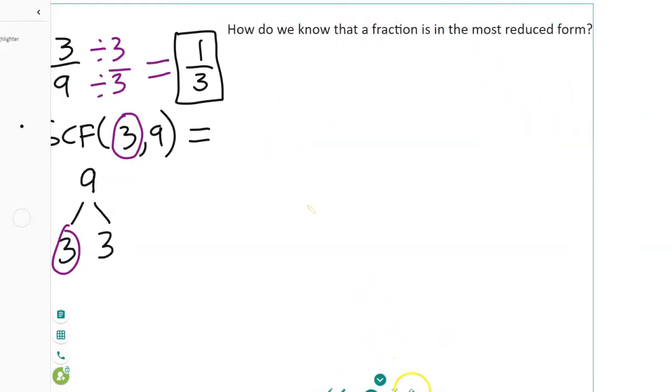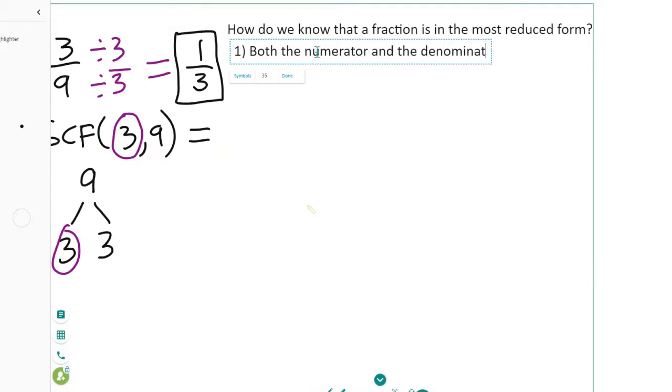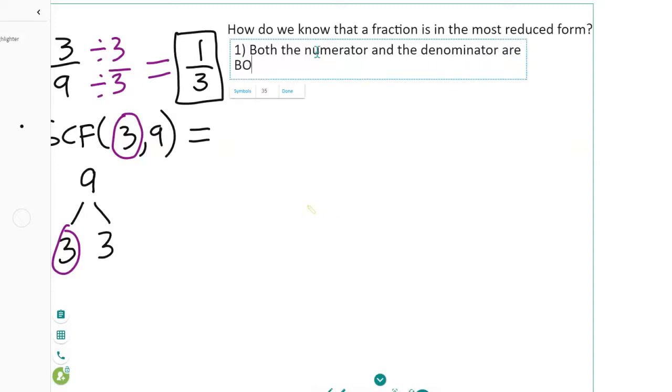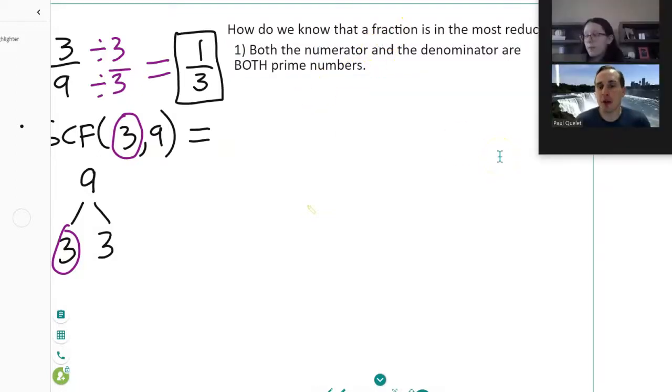So, one way to know is that both the numerator and the denominator are, and this is important, both prime numbers. Think about this. If they're both prime numbers, nothing goes into them except themselves and 1, and so that's kind of the idea, right?